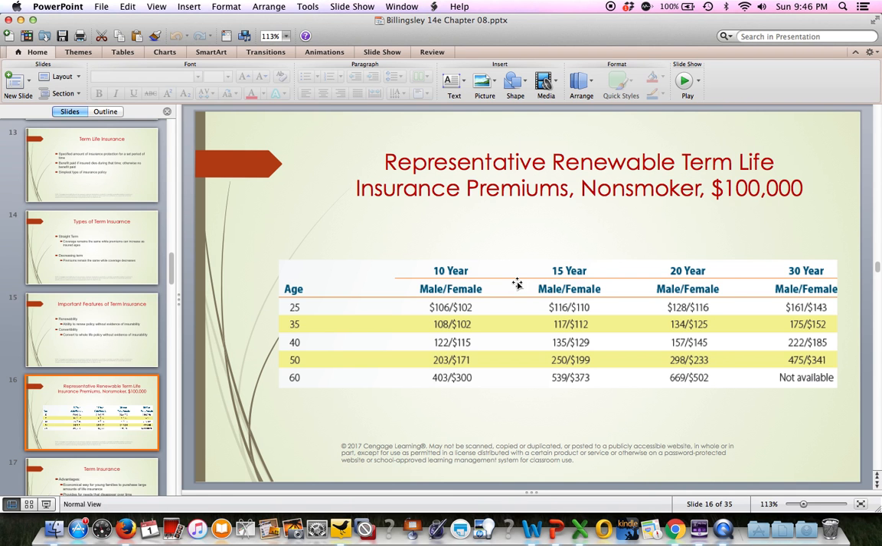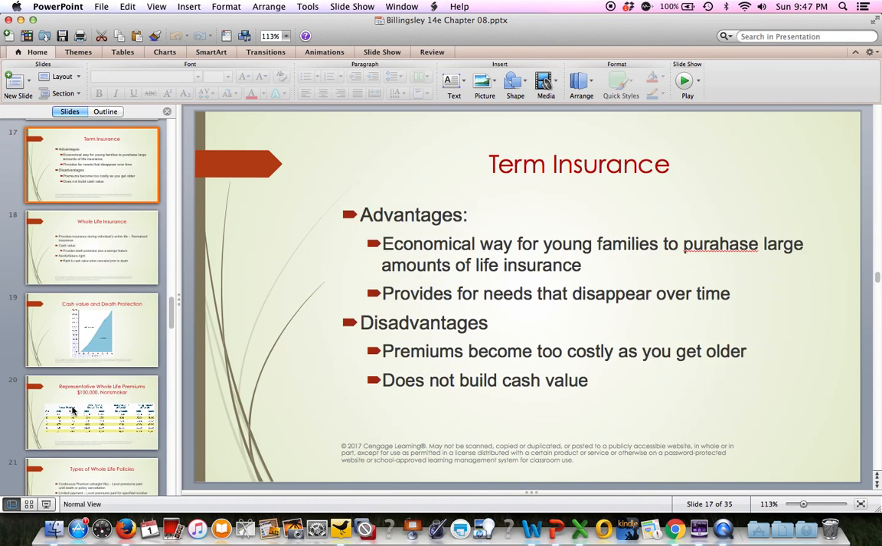I mentioned that term insurance is based on your age, your gender, your health. Also, whether you're a smoker or a non-smoker comes into play. This just shows you, for a $100,000 policy, what some of the rates are for those different policies based on some of the criteria that go into pricing the policy.